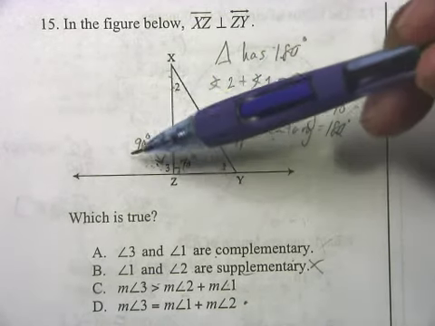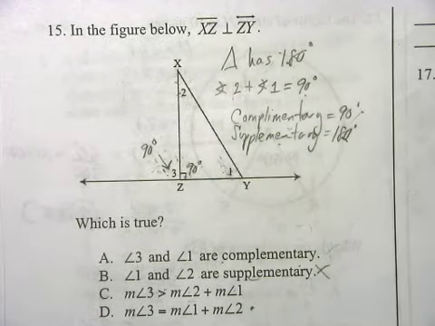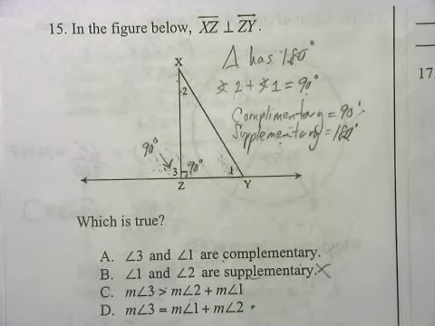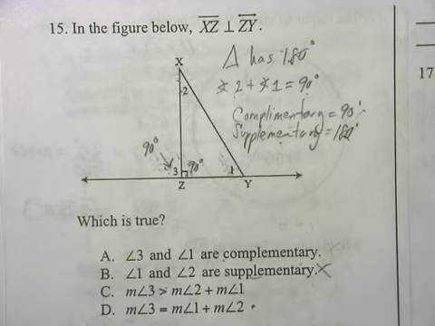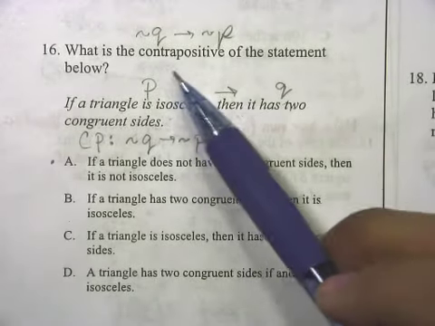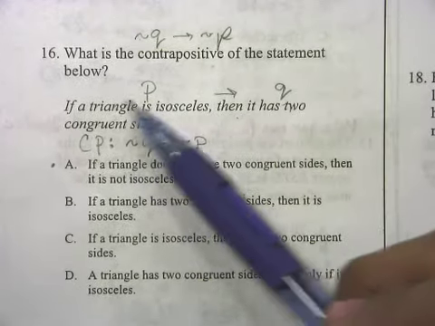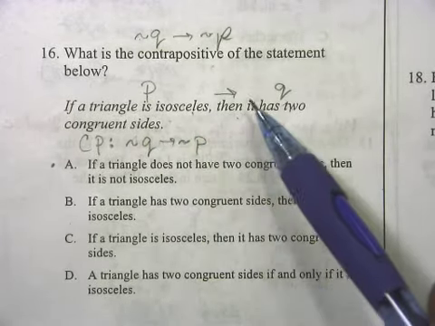And the rule says, guys, remember that the external angle is equal to the sum of the two non-adjacent angles, right? So angles 1 and 2 are 90 degrees, and they're going to be equal to the external angle of 90 degrees because they are non-adjacent to that external angle. Let's move on to question number 16.